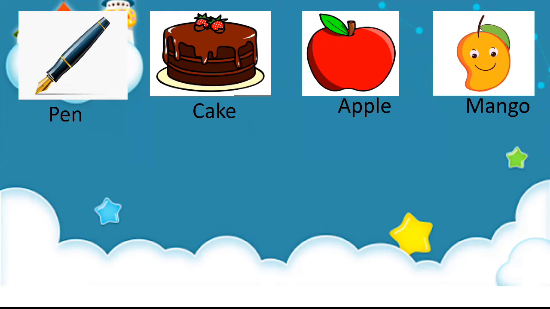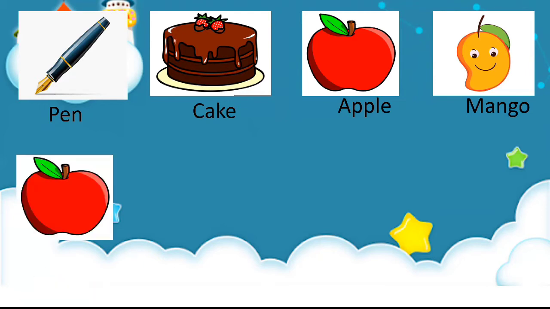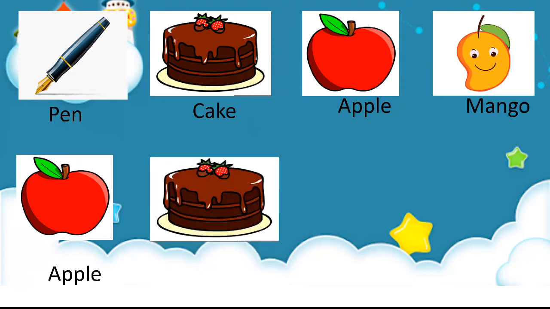So to put them in alphabetical order, I have to know A to Z. When I know A to Z, then I can put these objects in alphabetical order. The starting alphabet is A. With A I have apple. The second letter is B, but I don't have any object here. So I'll go ahead to C. With C I have cake.